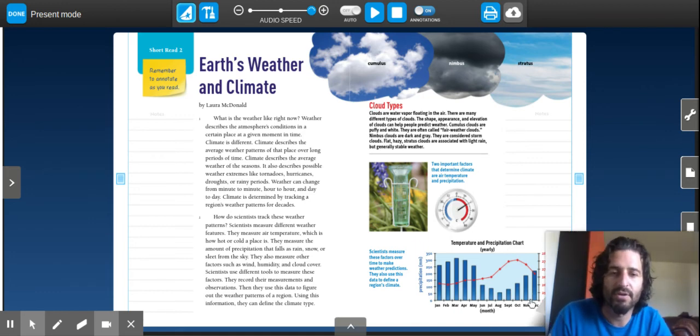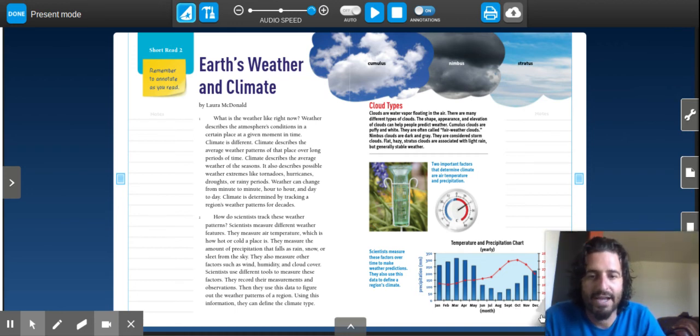So continue going through and finding other words that have definitions by using your context clues.